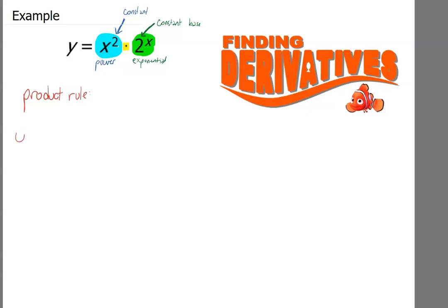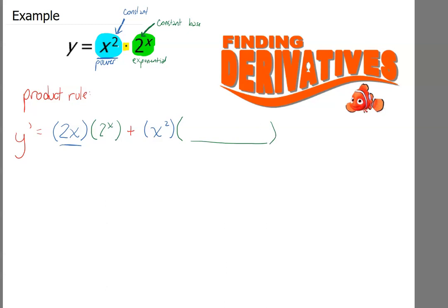So for the product rule, we'll follow the same pattern as usual. We're going to differentiate the first. So x squared, we've known for a long time, becomes 2x to the first. I've differentiated the blue, and I'm going to leave the green alone. So that's the first half of the product rule. Plus the opposite. This time I'm going to leave the blue alone, and now this is the new part.